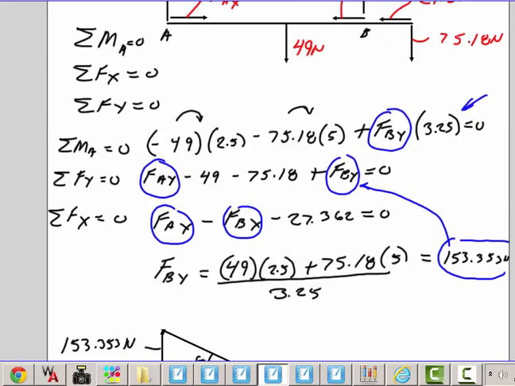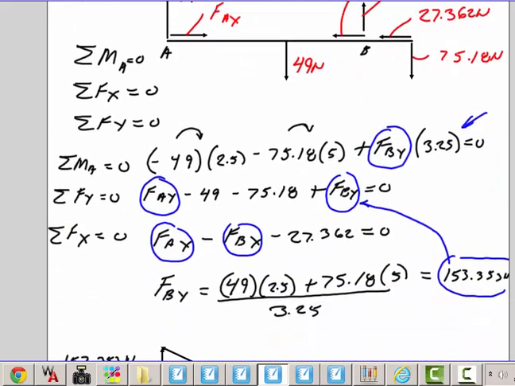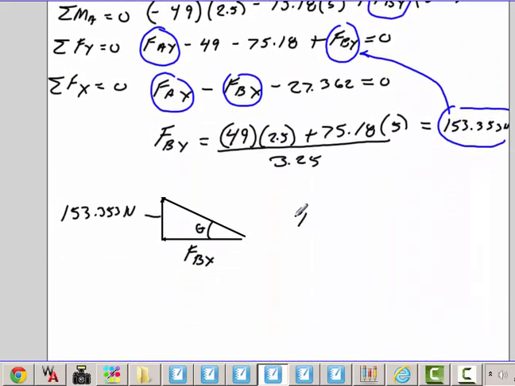I go back to the picture. This is my theta. We know the tangent of theta is 1.5 over 3.25. So I can write the tangent of theta is equal to 1.5 divided by 3.25.